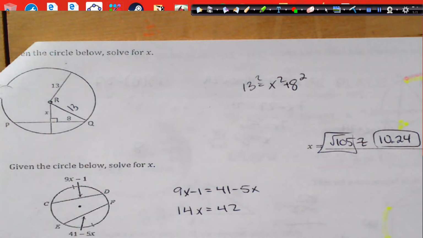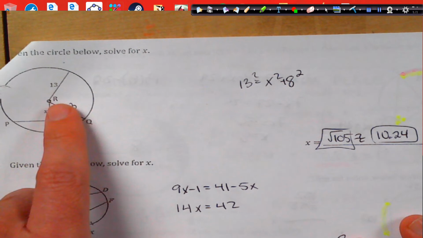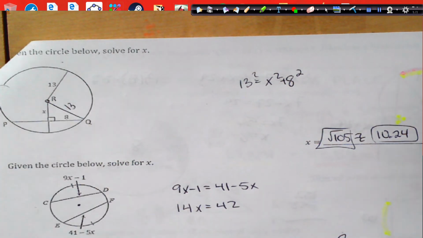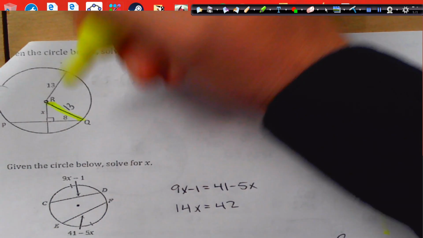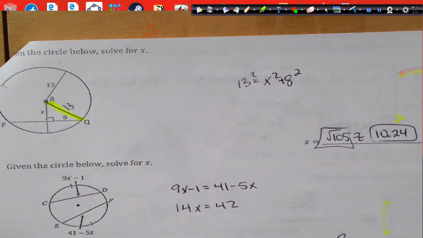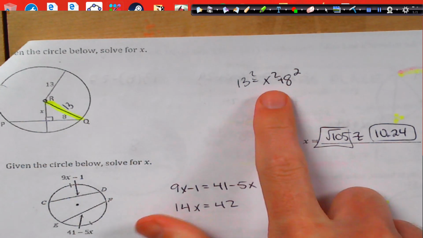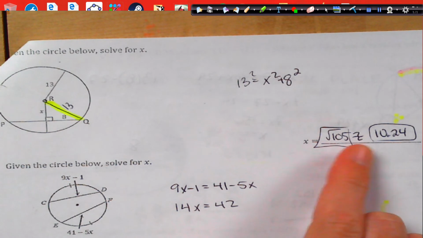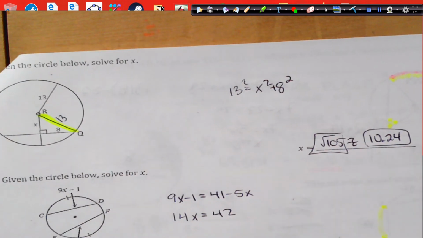All right, so next, this is when you have that radius coming off here, so we can draw in our own radius. I drew this yellow line in right there, so I could get a right triangle with a 13 as a hypotenuse and 8 as one of my sides and x is the other side. Using basic Pythagorean theorem, we get the square root of 105, or about 10.24.